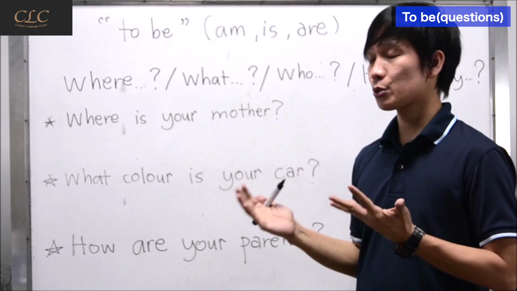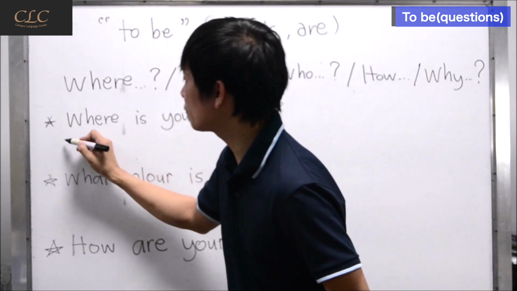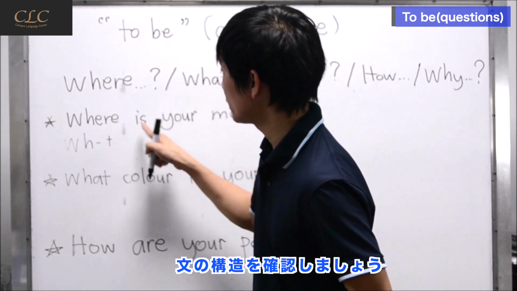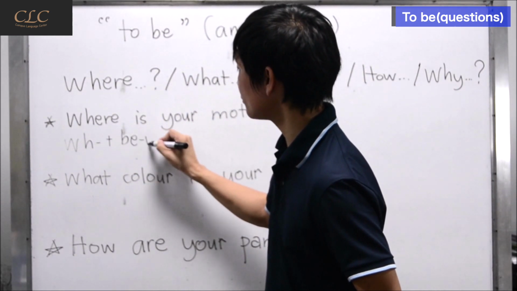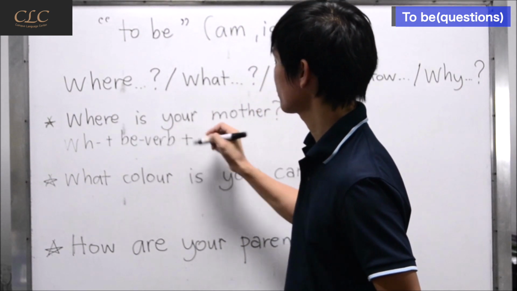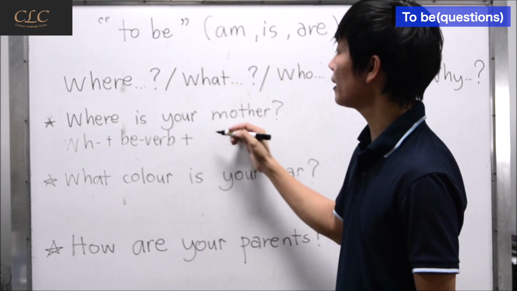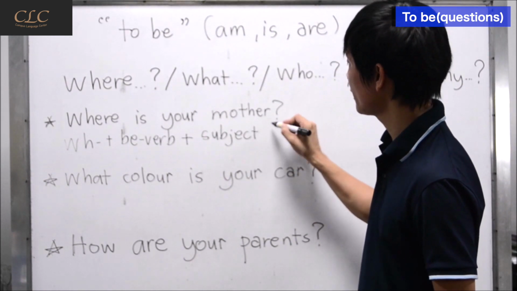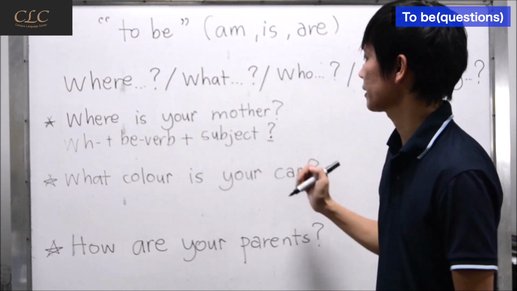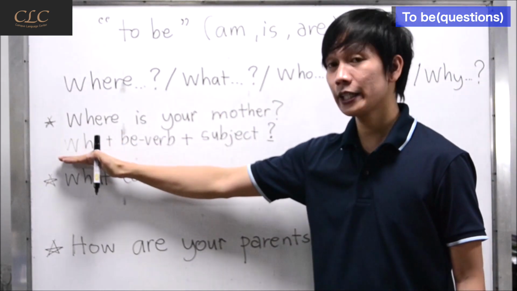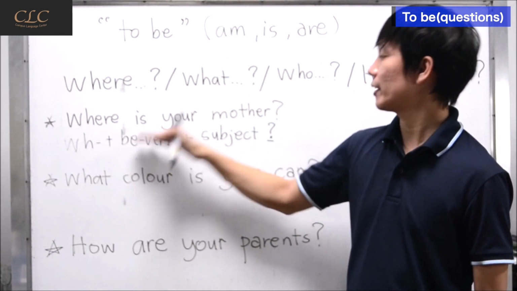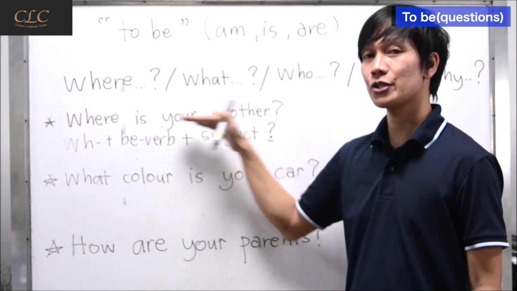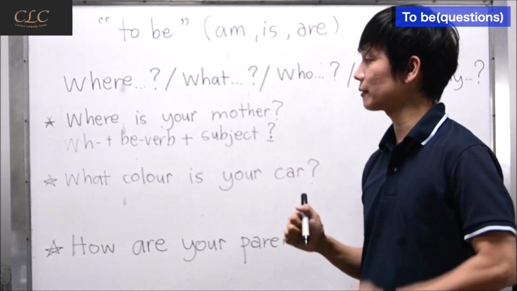So, what is the structure? You have to remember that you have to write first the WH question plus the be verb, and then followed by the subject. And then don't forget the question mark. Again, WH question, the be verb, then subject, and then question mark. Where is your mother?